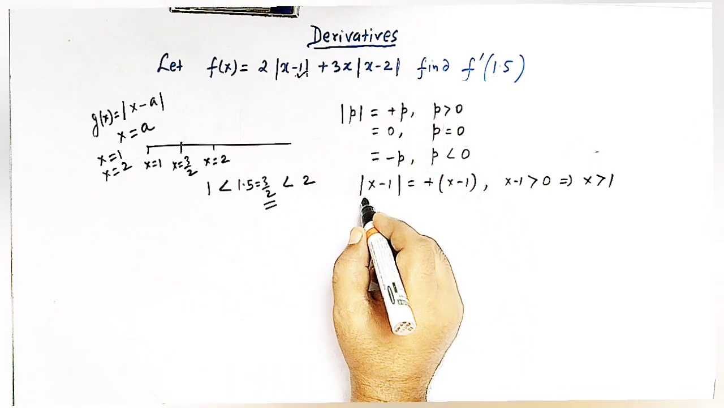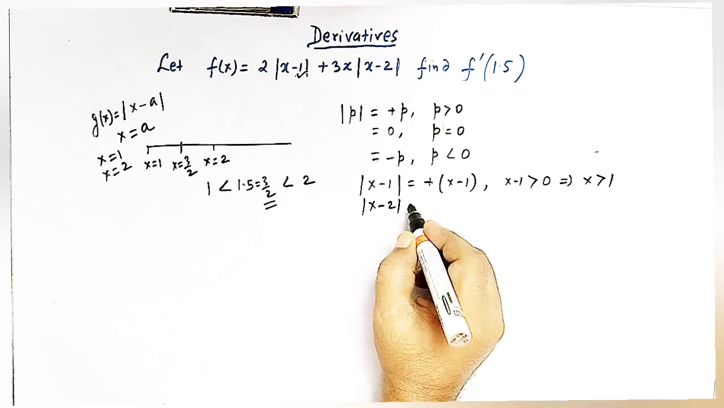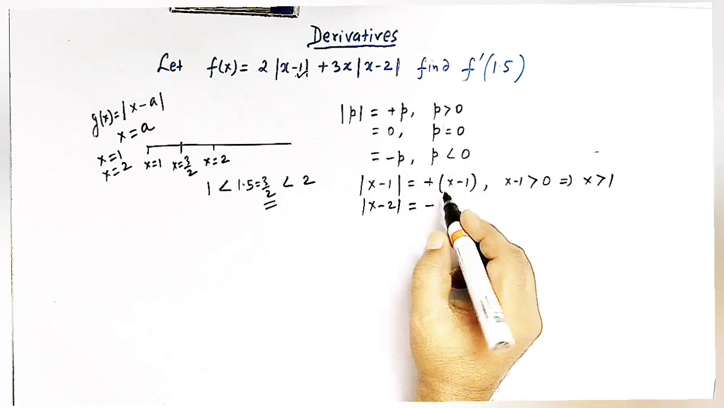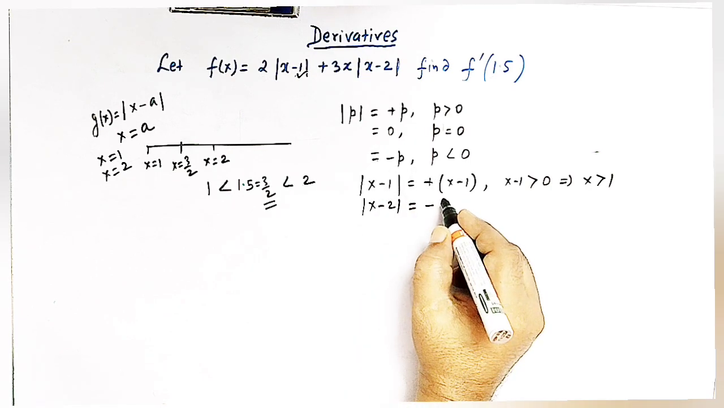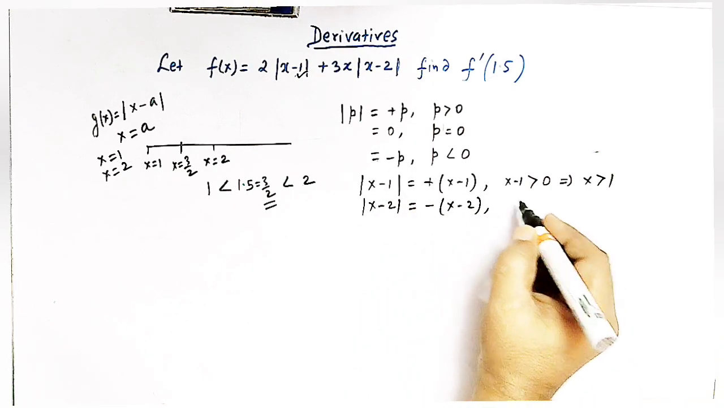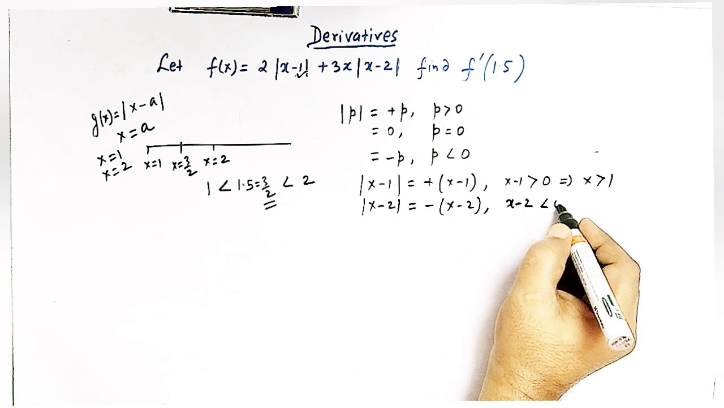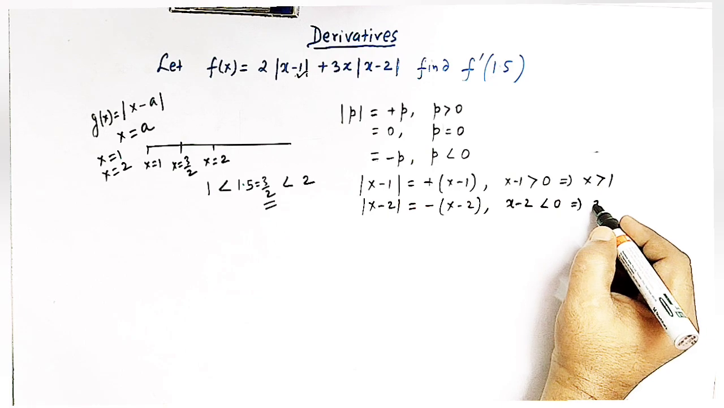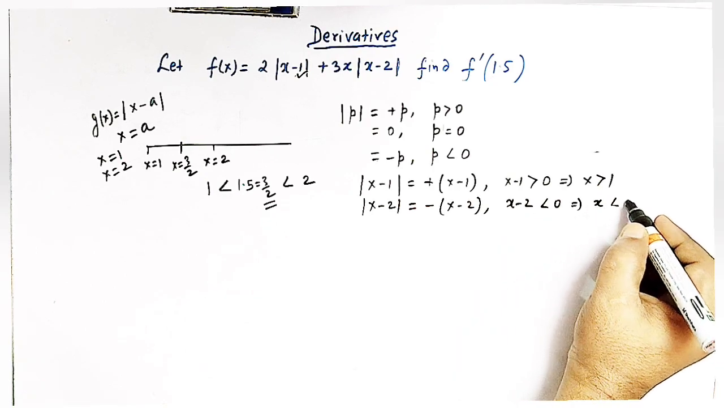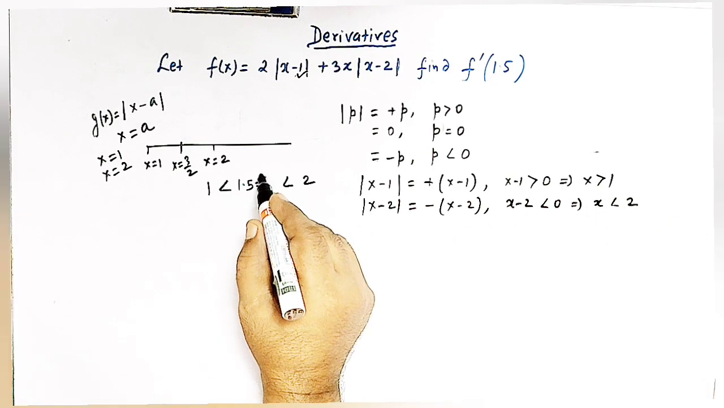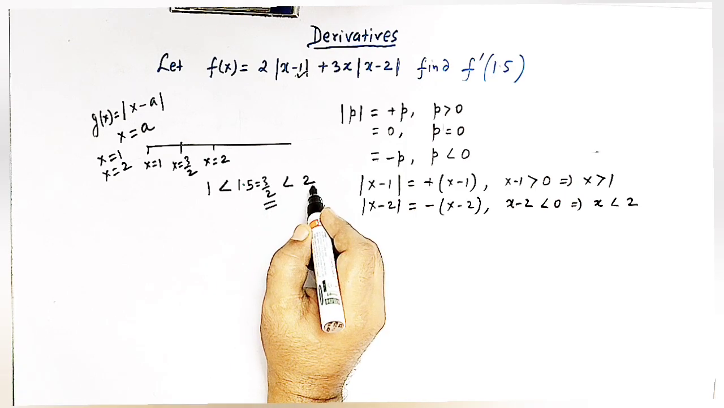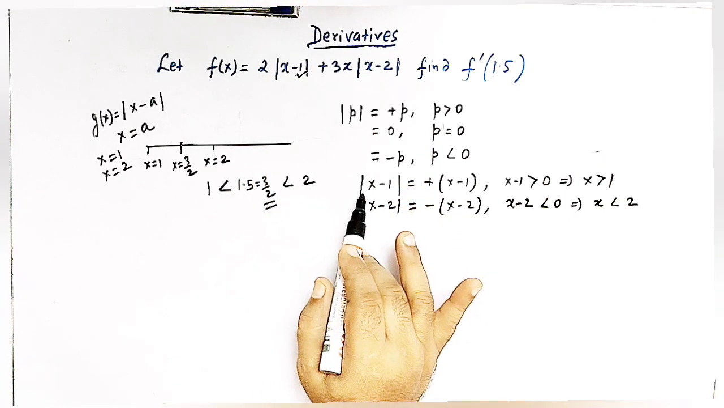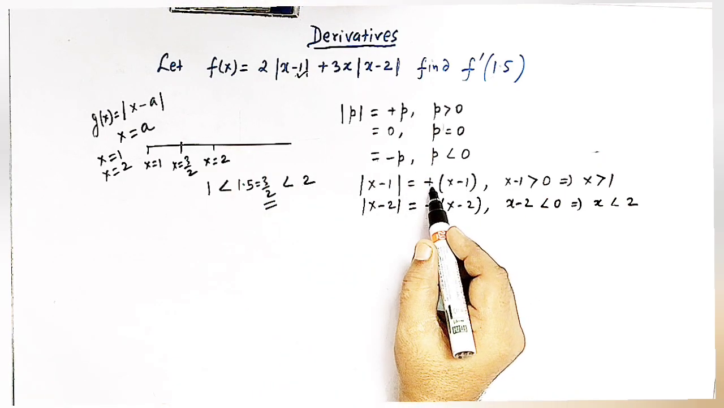And similarly here we can write mod of x minus 2 is equal to a negative. Here we'll use this part of the definition, that is negative of x minus 2 when x minus 2 is less than 0, right? And solving this inequality we get x less than 2, and here this x, that is 3 by 2, is less than 2, right?